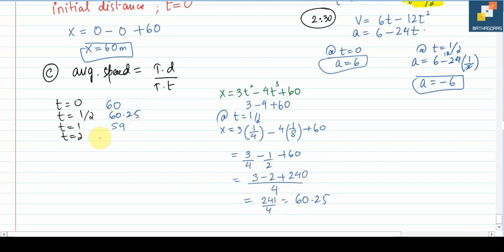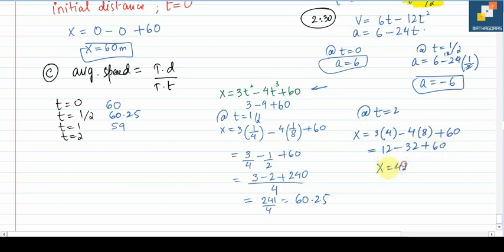And at t equals to 2, I am putting the values in this equation. So x equals to 3 times 2 square, which is 4, minus 4 times 2 cube, which is 8, plus 60. 3 4s are 12, minus 4 8s are 32, plus 60. So 12 minus 32 plus 60, it's 40. So the distance value is 40.